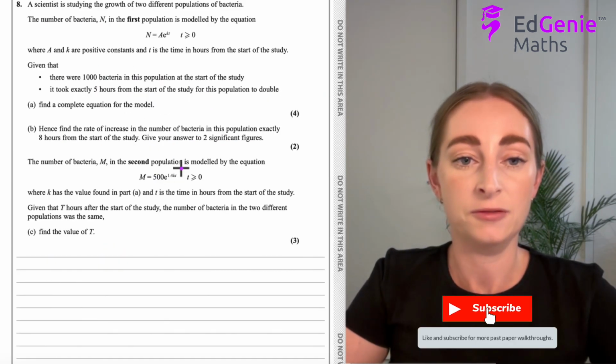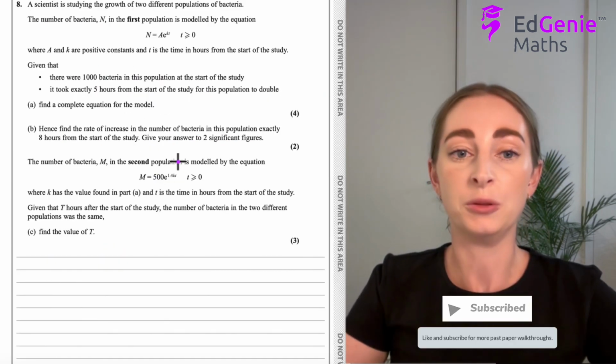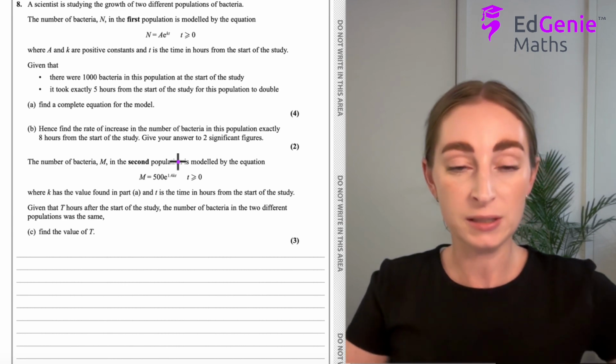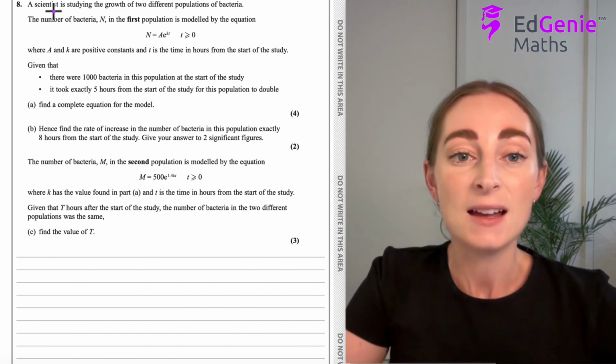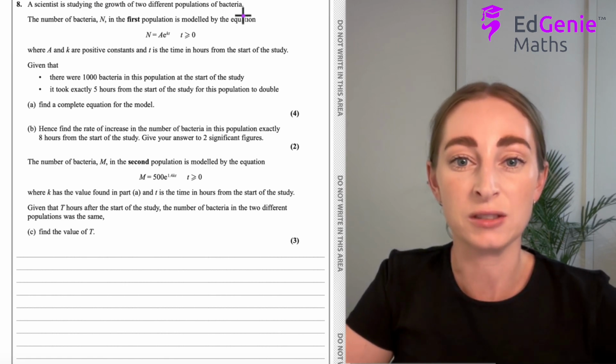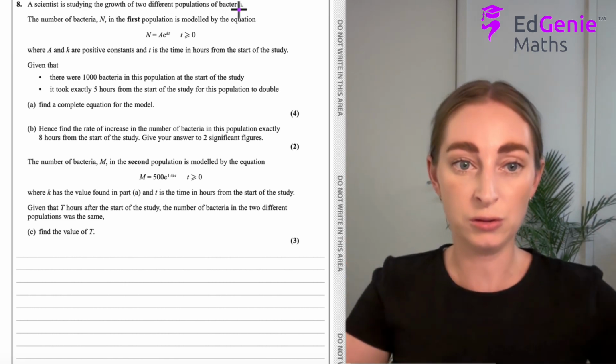Question 8 is very worded, but I don't want you to prejudge it and decide that you can't do it already. Who knows, it might actually be quite easy. A scientist is studying the growth of 2 different populations of bacteria. Okay, so we've got 2 different ones.